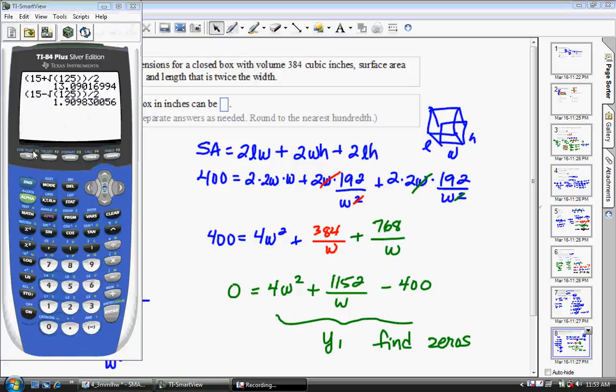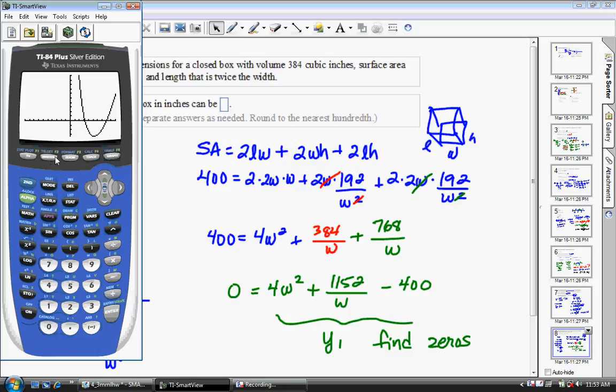So let's do this here. In y1, I've actually already entered it: 4x squared plus 1152 divided by x minus 400, and we graph. Now I had to change the window, and just so you can see the window settings, from negative 10 to 10, and my y-min was negative 70 to 200. And I'll write that down for you in just a minute.